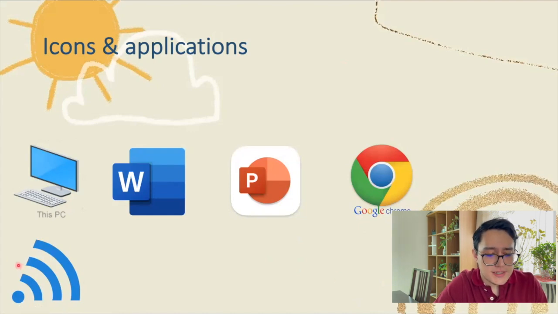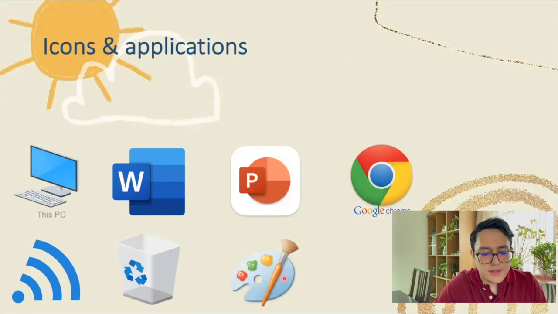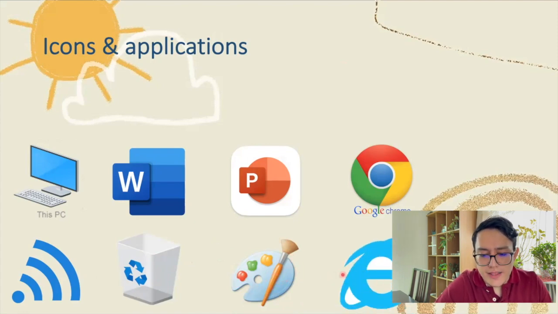Do you know this? This is the internet or Wi-Fi connection. You need this to connect to the internet. The trash bin. Anything you don't want anymore, you throw in this. It's like your trash can. The icon for Paint. This is Internet Explorer.